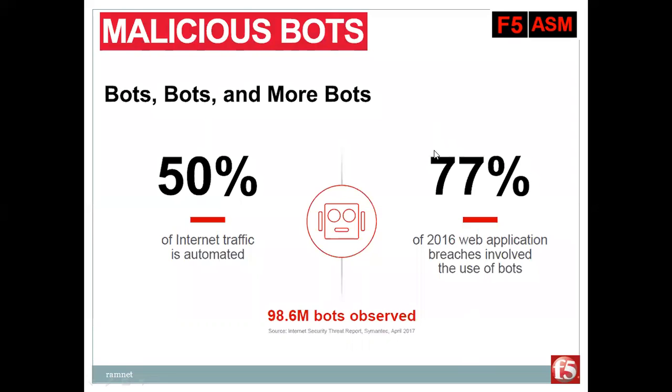Next, we will be talking about malicious bots. We have some information about bots. Bots, and more bots. 50% of internet traffic is automated currently. Definitely, we are all using DevOps platforms, so everything is automated. And 77% of the 2016 web application breaches involved bots. 98.6 million bots were observed. See the statistical report of 2016. Now we are four years ahead. I can say it may be even more than that.